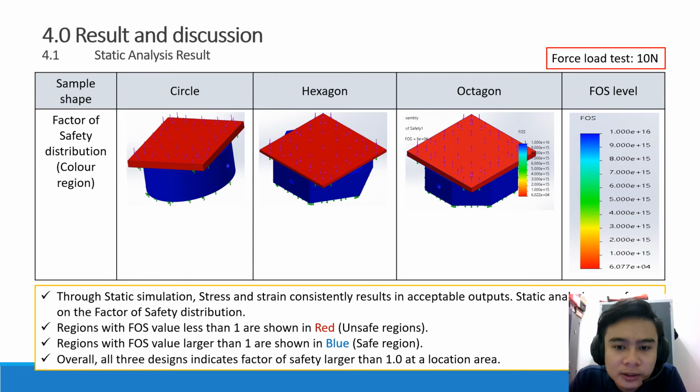When there is a larger red unsafe region, we have to redesign or make a change to the parameters of the design. Overall, through static simulation of stress, strain, and factor of safety, the result gives me acceptable outputs, and the force load tested is 10 Newton.